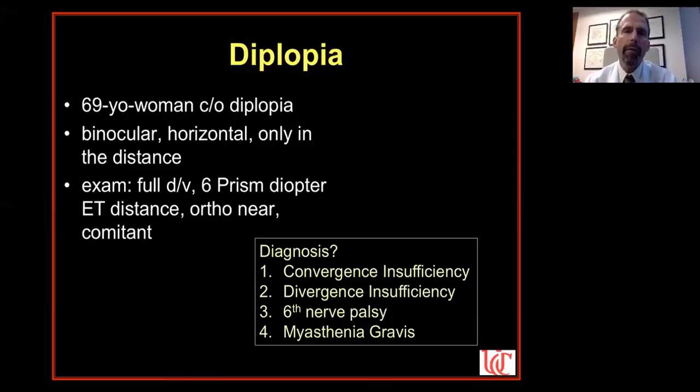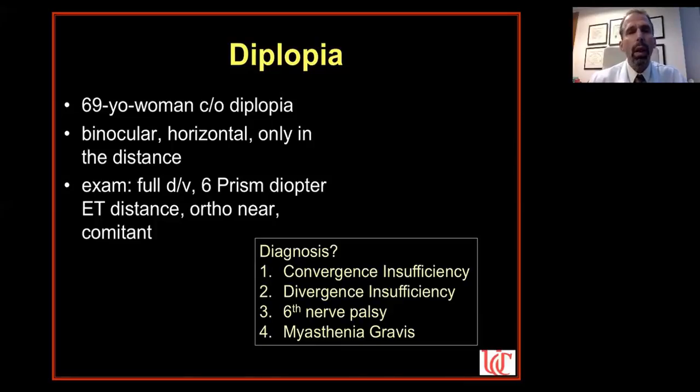So very good. About half of you had the correct answer, and that is divergence insufficiency. A small percent said sixth nerve palsy, myasthenia, and convergence insufficiency. So my second choice, the thing that would concern me most other than divergence insufficiency, would be myasthenia gravis. Why? Well, myasthenia can mimic any ocular misalignment. It can cause a comitant or incomitant misalignment.